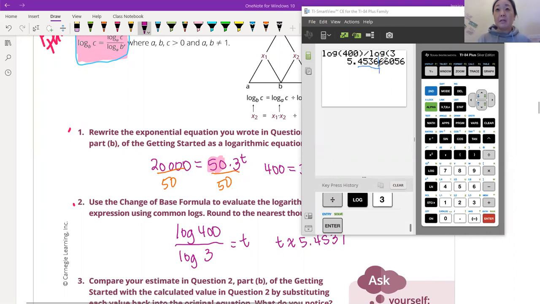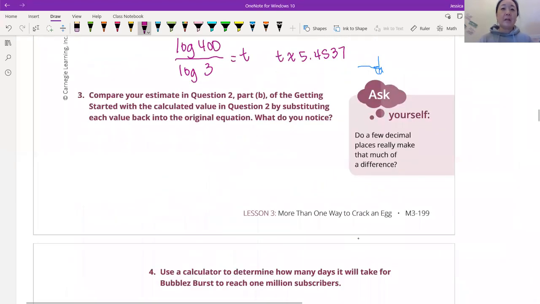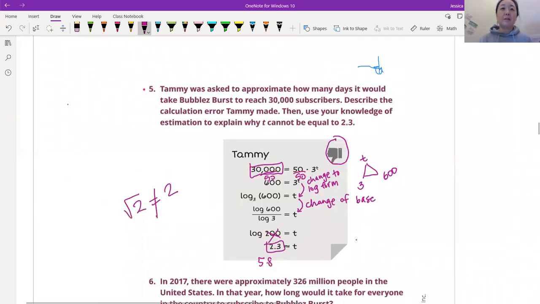If you look right here, this 6 is going to round up, right? Because it's closer to the 7 than it is to the 6. So that's good. That's why we have our answer here as 5.4537. Okay, about. So that's like our approximately, right? So about 5.5 days. All right, so we're going to move on.